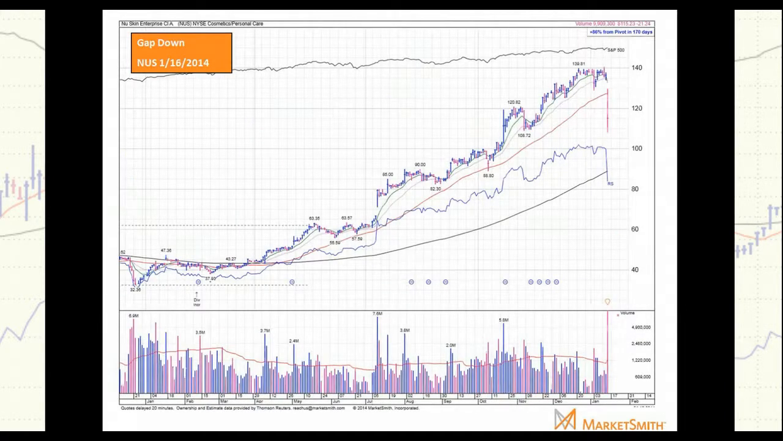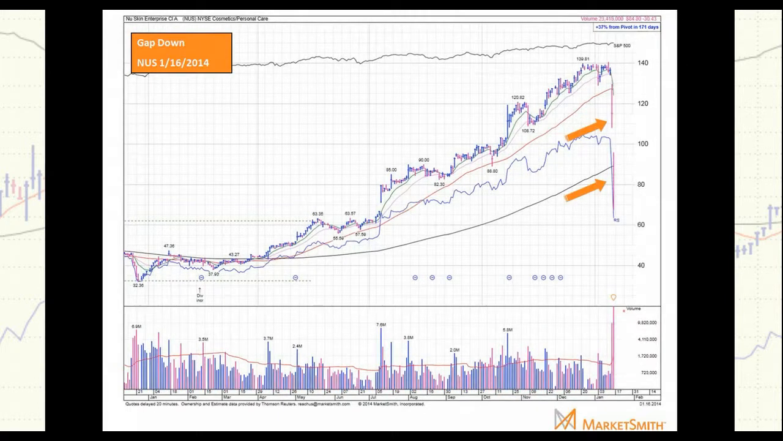And here's Nu Skin. Nu Skin, this one was tough. For those who are in this, the news just came out during the day, I think, and it gapped down. At this point, you see it and it's like, oh my gosh, look at this long trend, now gaps down, major change in character. Don't wait around to see what happens at this point because they can always get worse. And it did get a lot worse for this stock.